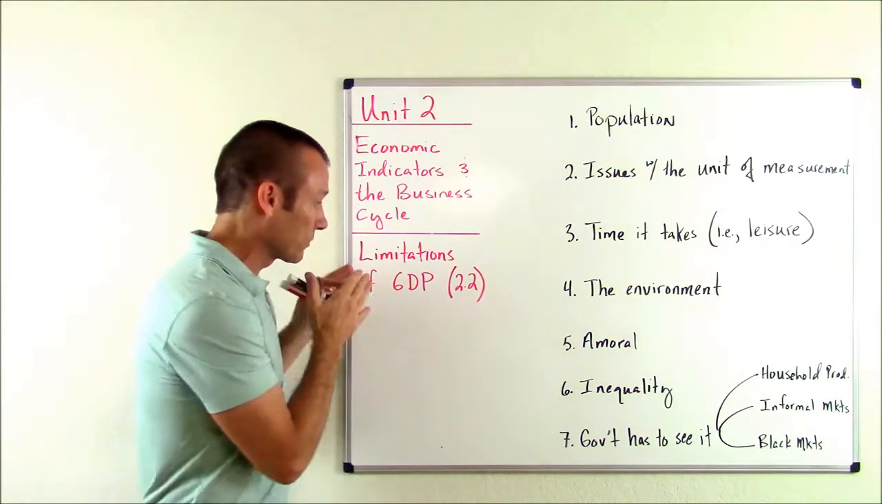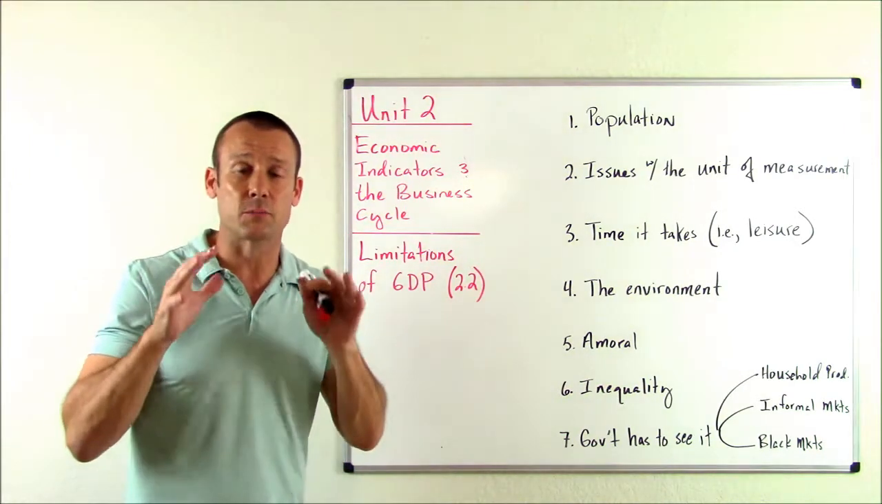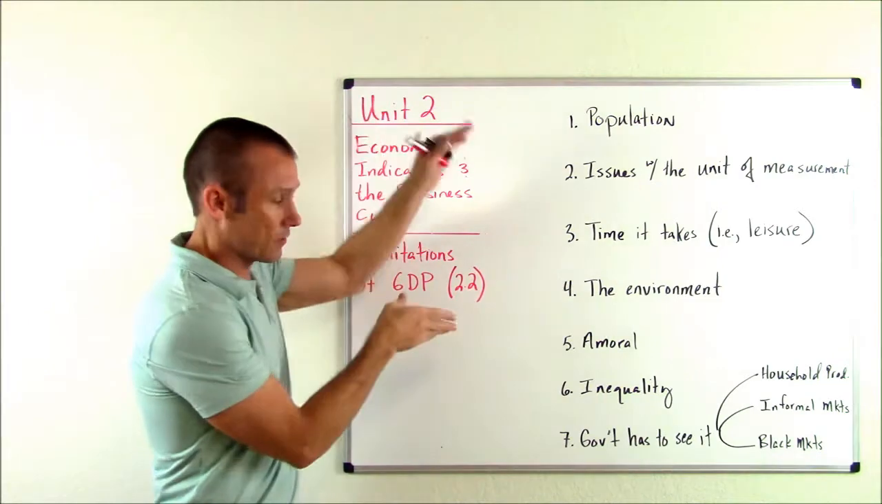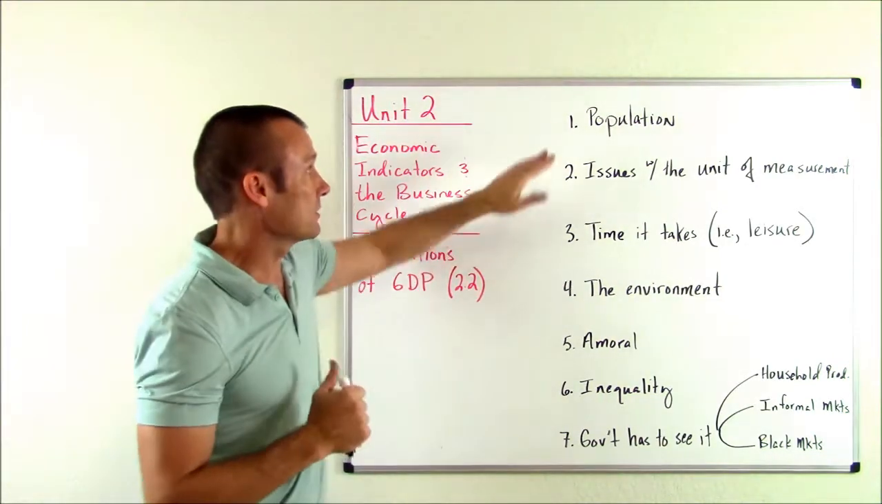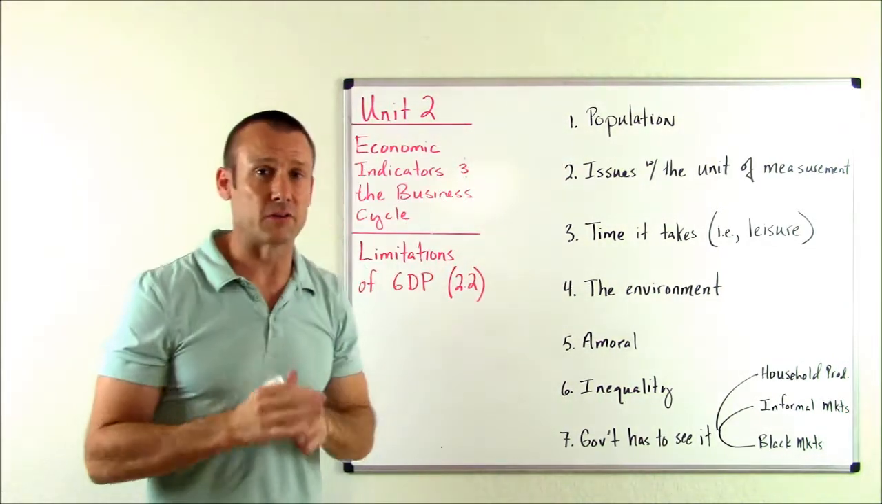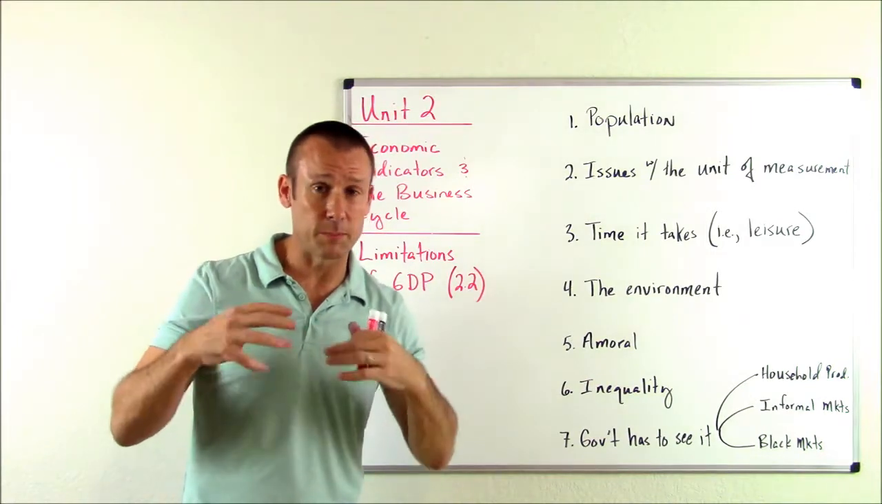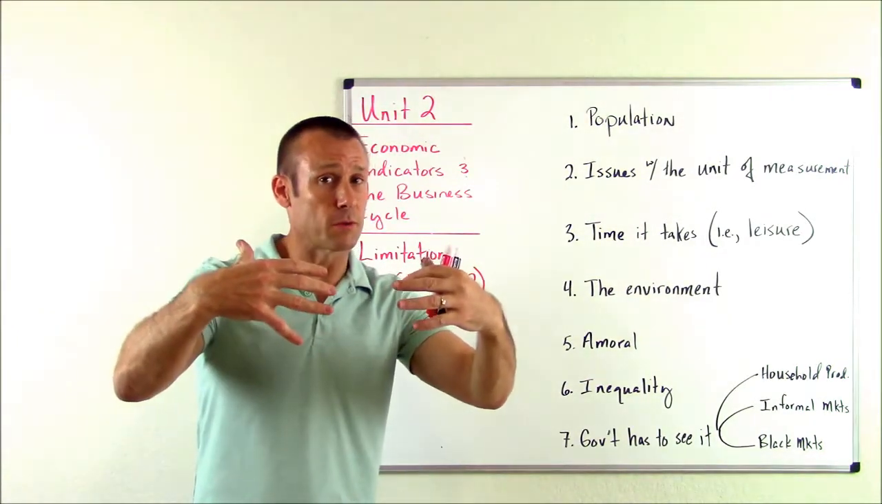However, we have to look at it with a critical eye, guys. There are some limitations to GDP, and they're right over here. So let's get to it. Let's start with number one, population. Guys, again, what is GDP? The total amount of value a country produces.